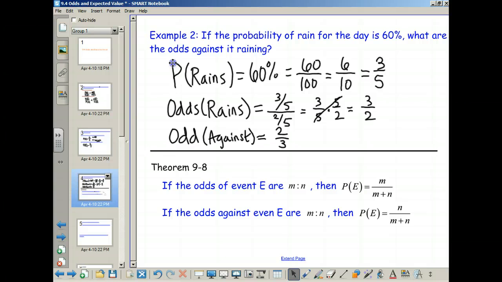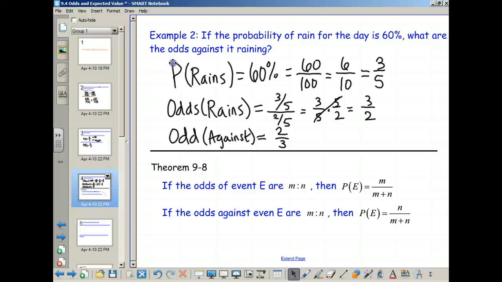If you take a look down here at the theorem, it talks a little bit about that too. This theorem at the bottom says that the odds of the event are m to n, and this is another way to write odds, just like we talked about ratios being able to be written with a colon between them. So if the odds of the event are m to n, then the probability is m over m plus n, like my marbles example, right?